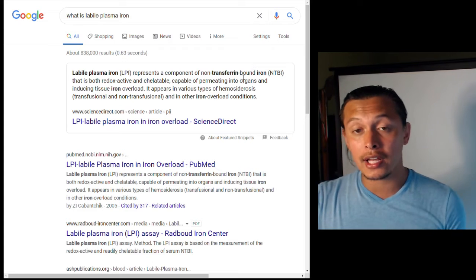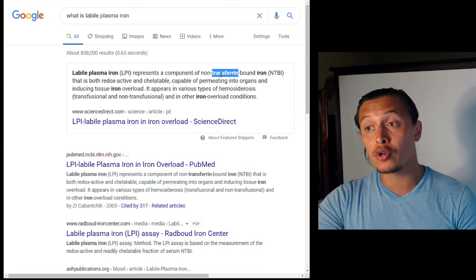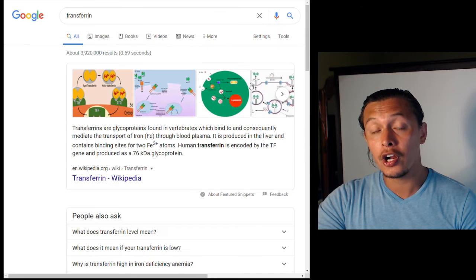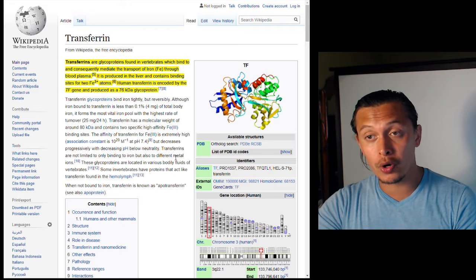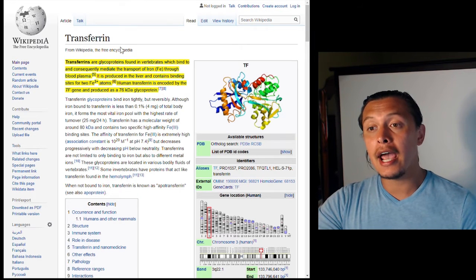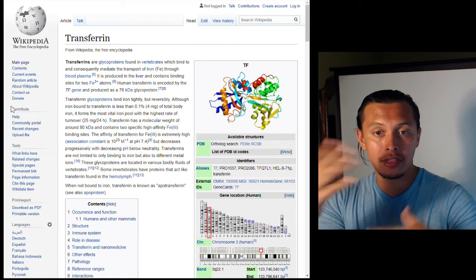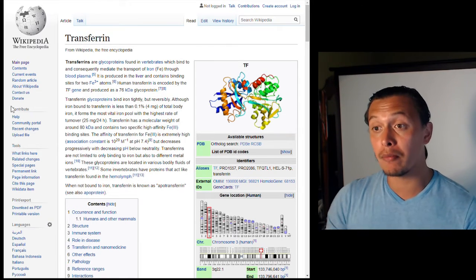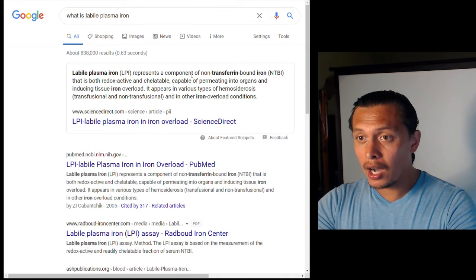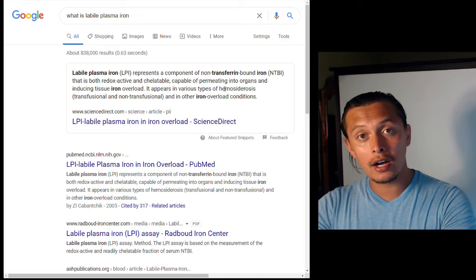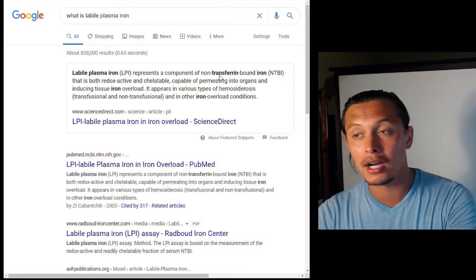So this is iron that's in the blood that is not bound by transferrin, which, remember, as I was talking about earlier, is the protein that is involved in transporting iron throughout the body. It will transport these iron 3 positive ions throughout the body and protect your body from the iron, because iron is so reactive. So if you have iron that is not bound to transferrin, that is considered labile plasma iron.